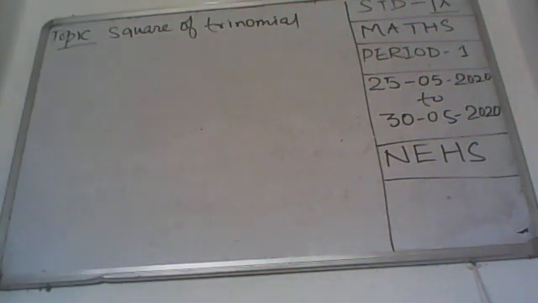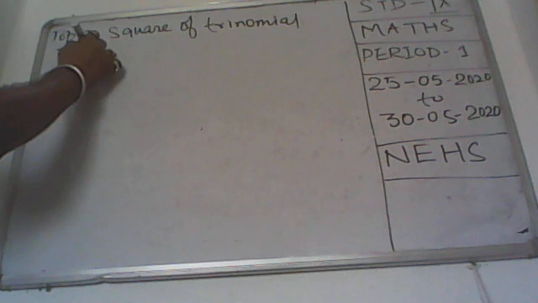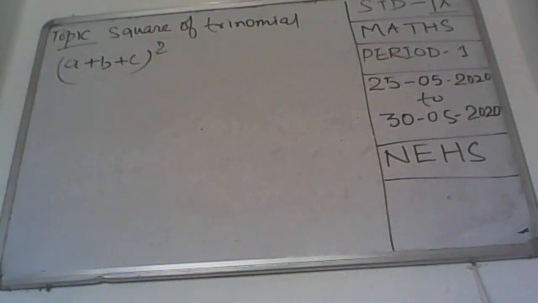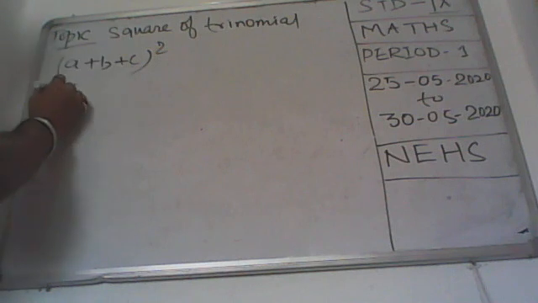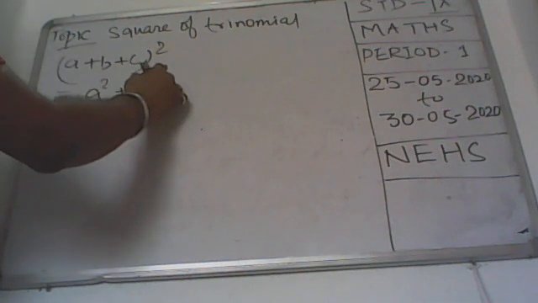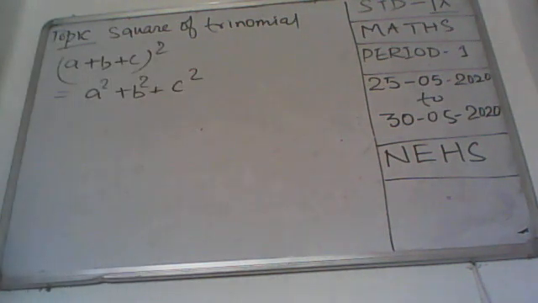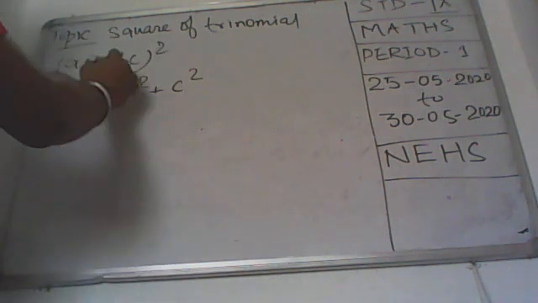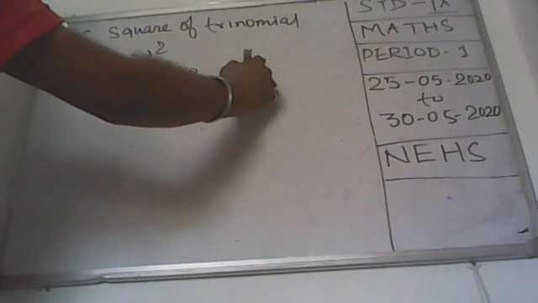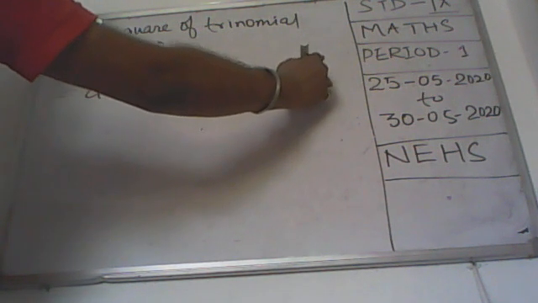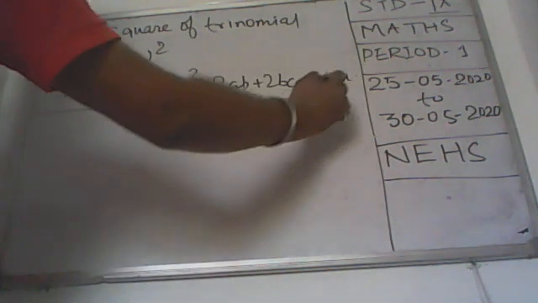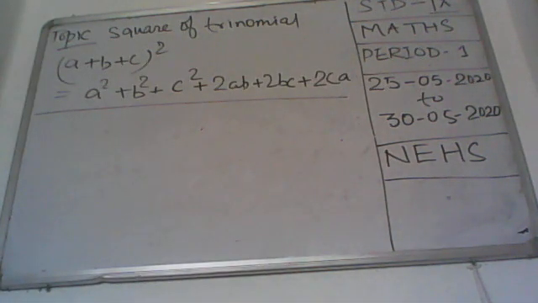Okay, that means there will be three terms, a plus b plus c, and their square. So this is a square plus b square plus c square plus 2ab, because ab is also there, it will become 2ab, plus 2bc plus 2ca. This is the formula that we have to use in such questions.